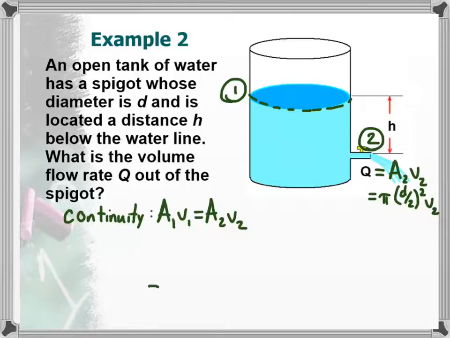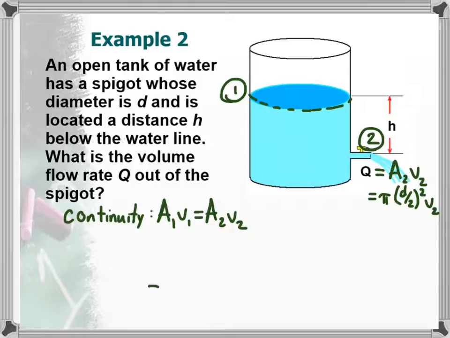The continuity equation says that A1 times V1 is equal to A2 times V2. Well, unfortunately, I don't know A1 here. It doesn't tell me what the diameter of this tank is, and it doesn't tell me how fast this is flowing down, but it does tell us something.